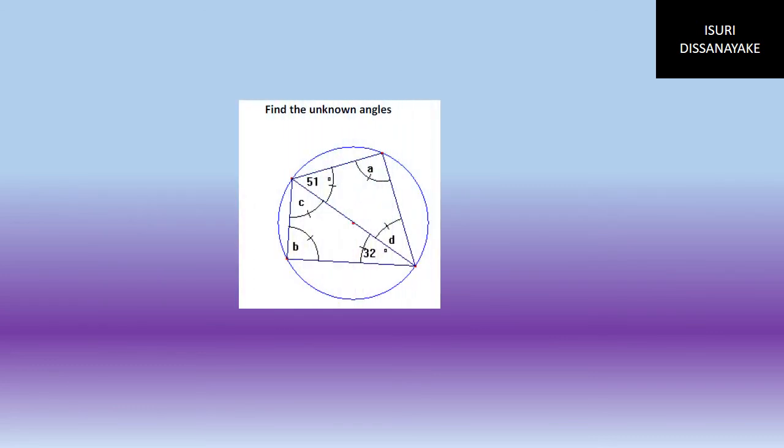Next one. Let's find all the unknown angles. We have angles A and B, which are created from the diameter. So each of them is 90 degrees. Thereafter we have angles in a triangle. So 90, 32 plus 58 adds up to 180. Also 51, 90 and 39 adds up to 180.